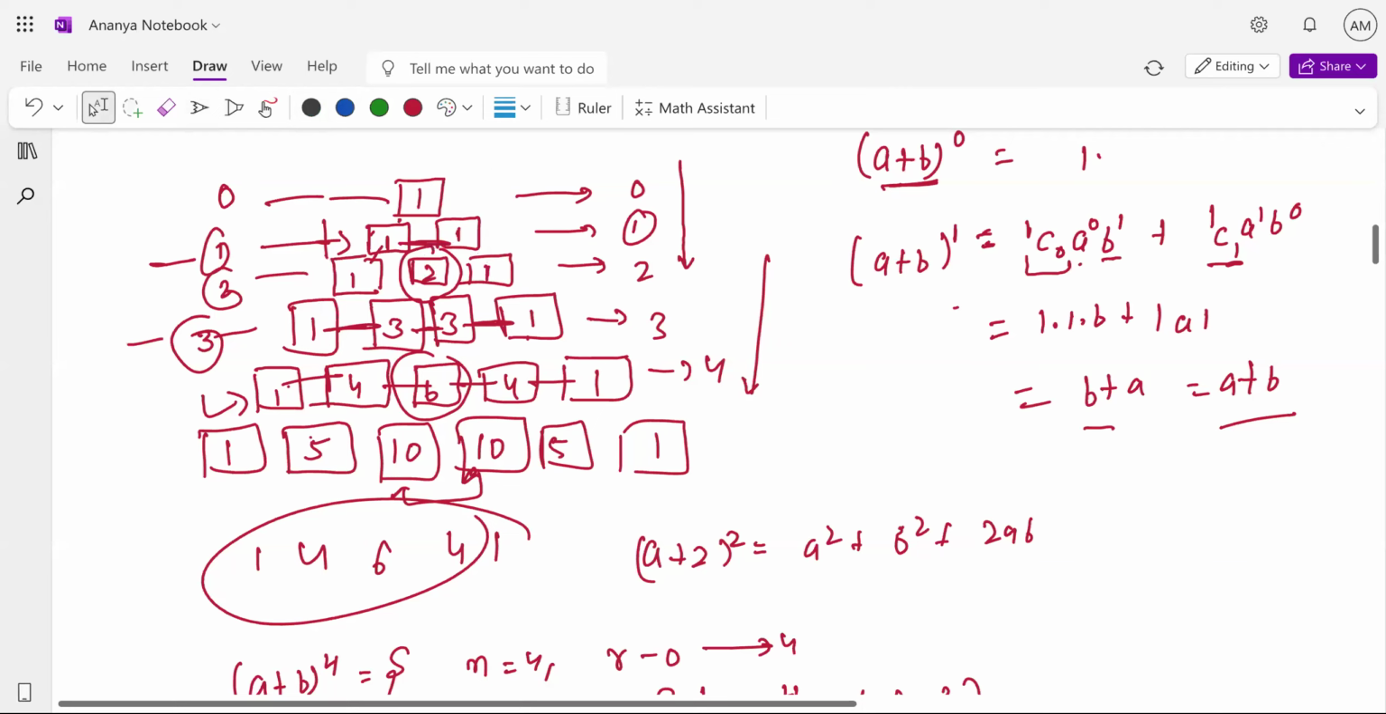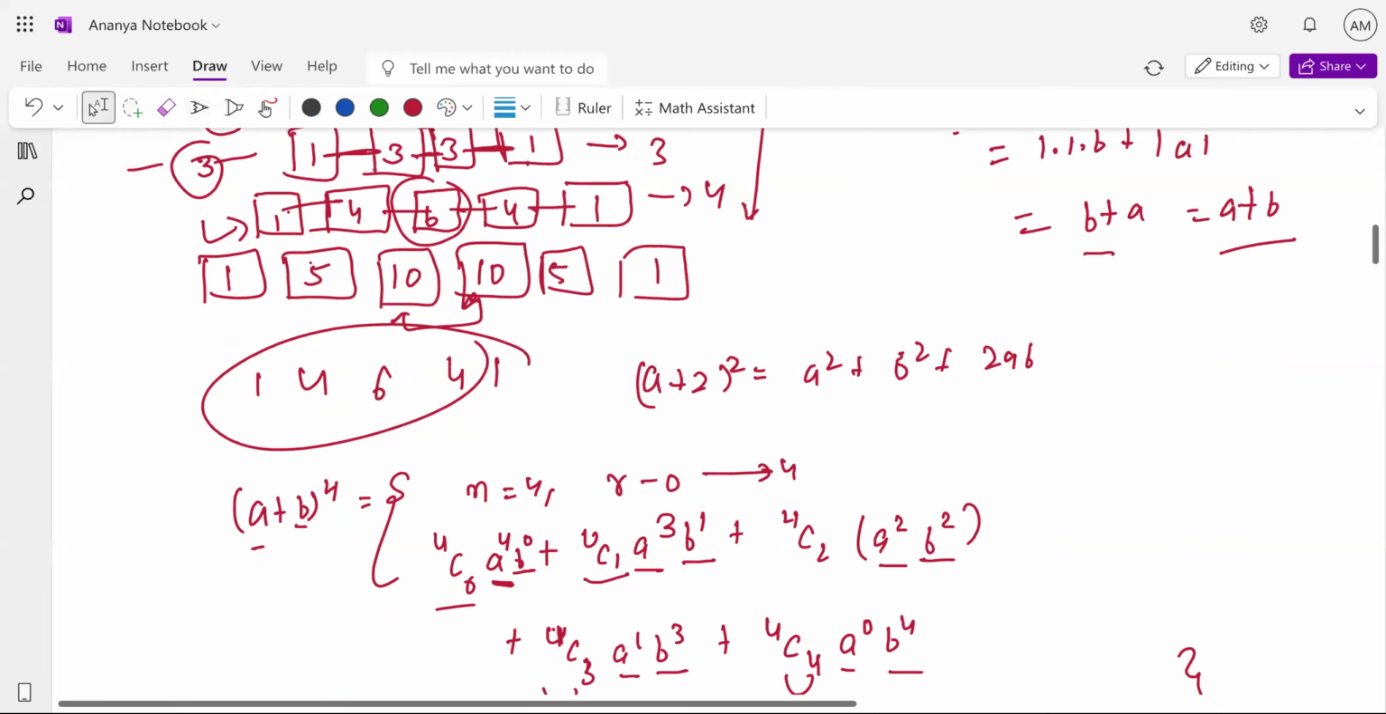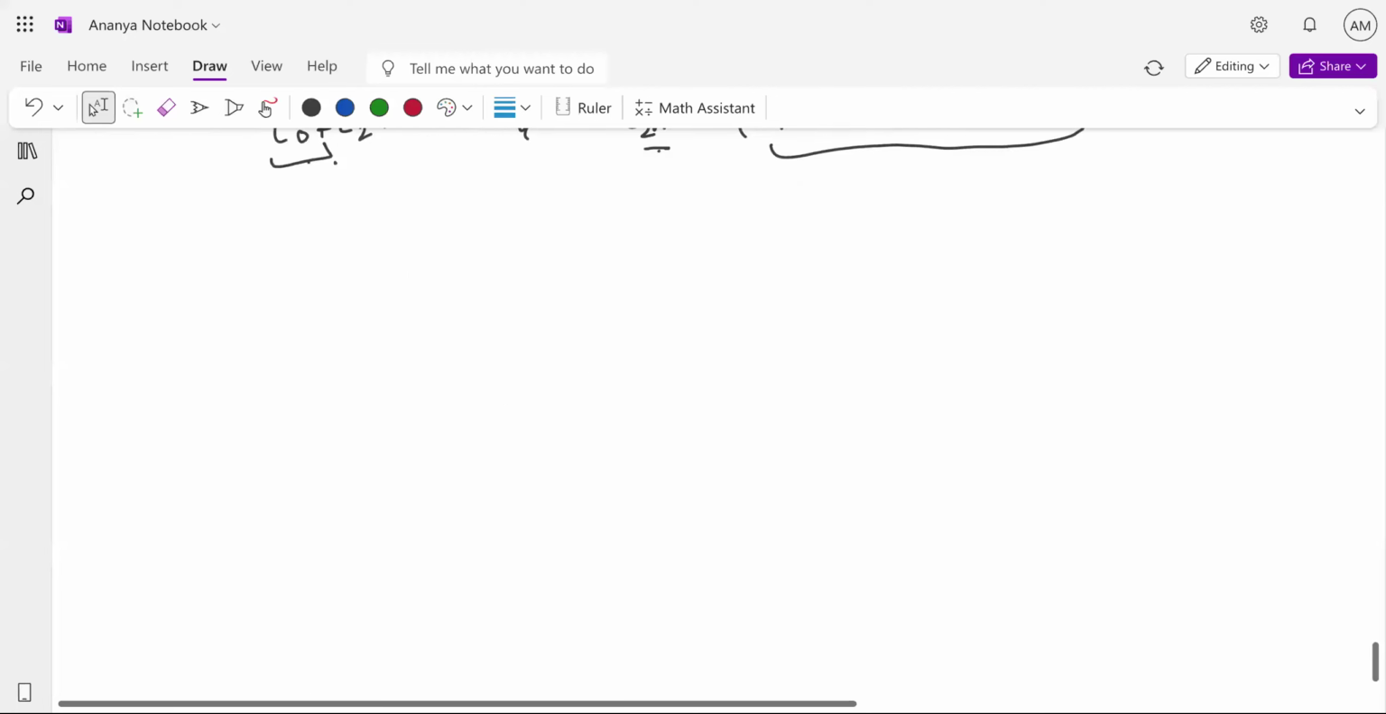So basically, it's a simple thing. If you put negative, positive, negative, positive, negative and take the result, you are going to get it. Clear? Pascal's triangle you can use at this point.